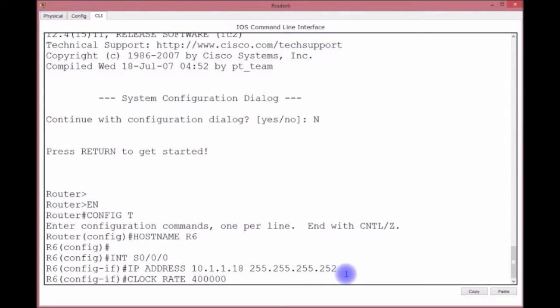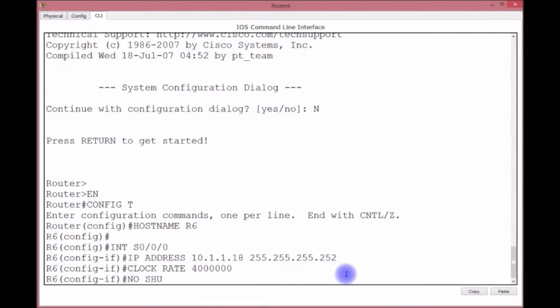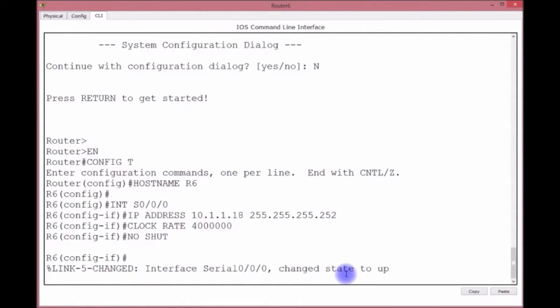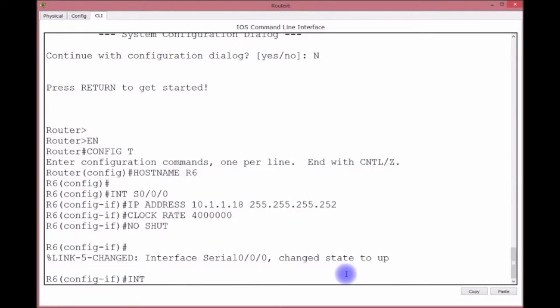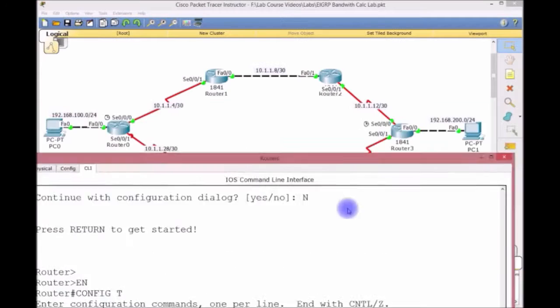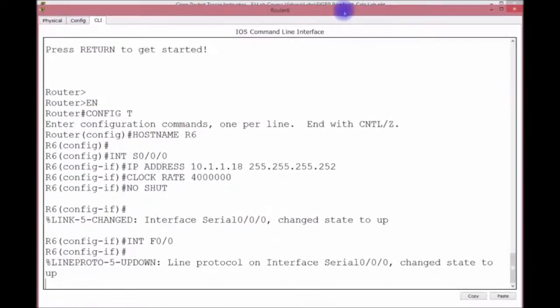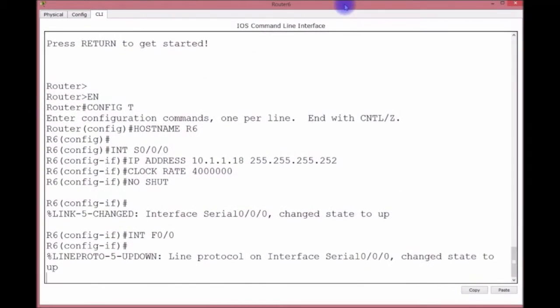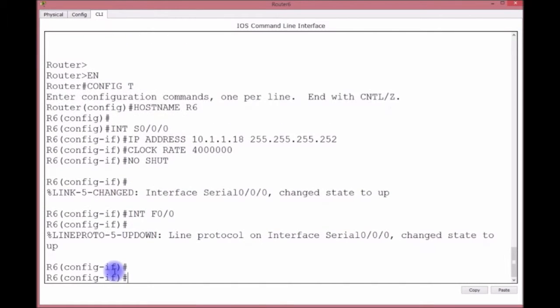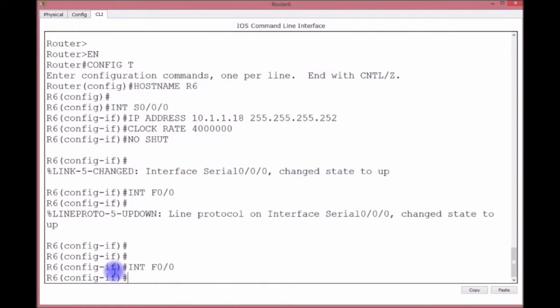Clock rate 4 million, 1, 2, 3, 1, 2, 3. And if I did it correctly, it should come up. And I did. All right, interface F0/0, I believe. Let's verify the network. So this is the F0/0, and we're in the 20 network, so this is going to be 21. Let's bring this back into view. I apologize for taking all this stuff out of the screen. I was wanting to make sure where I'm at.